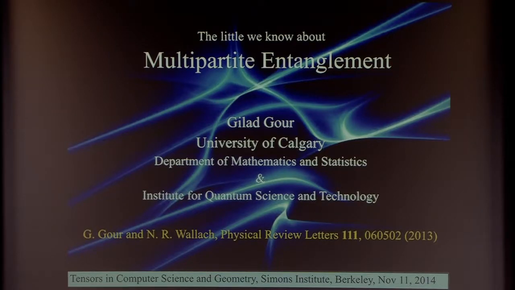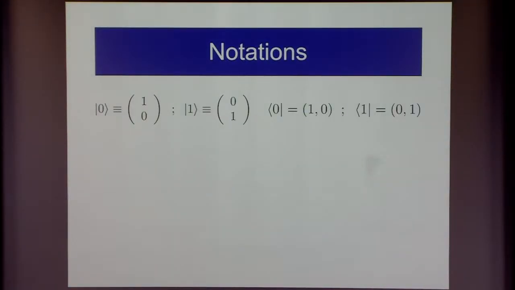I want to start with some notations that we use in quantum physics and quantum information, so it will be clear what we're talking about. I'll be using constantly this notation 0 to stand for (1, 0), a vector in C2, and this is the 1. And the dual vectors we denote by a bra. So this is called a bra and this is a ket.